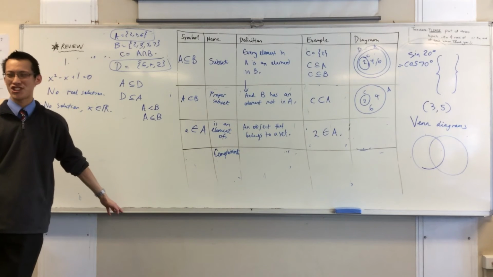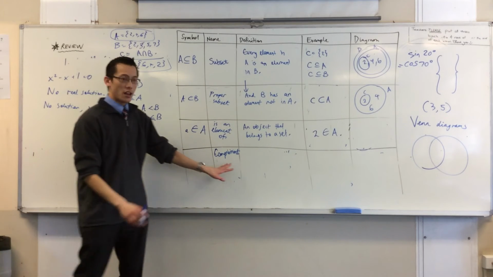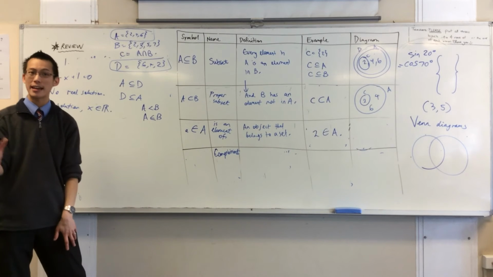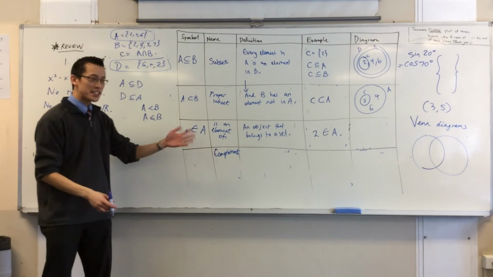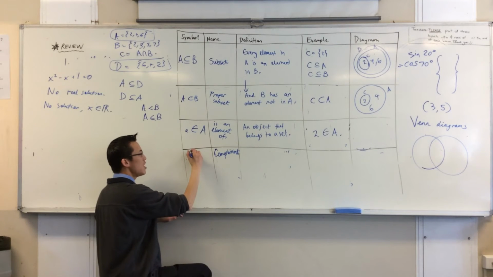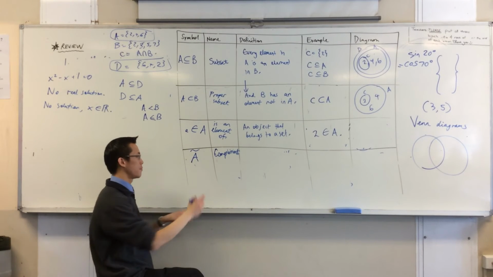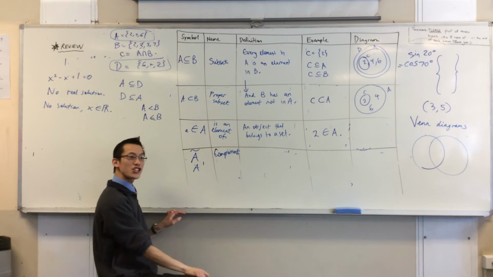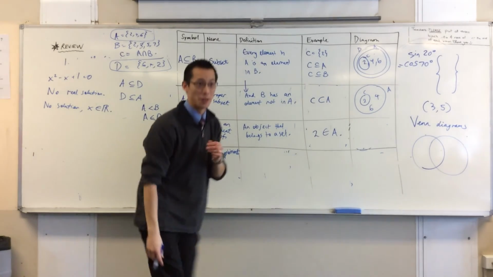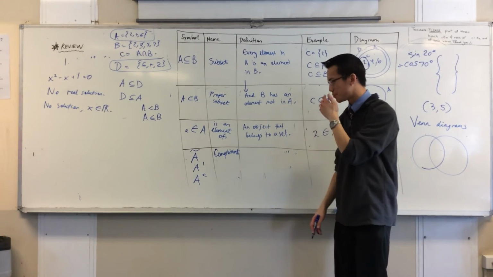Now, like I said, different branch of maths, so it's got a different but related meaning. You've actually seen this in probability. There are lots of different ways to write it. You can see A with a tilde over the top, or A with a dash on it, or A with a C for complement next to it. They all mean the same thing.